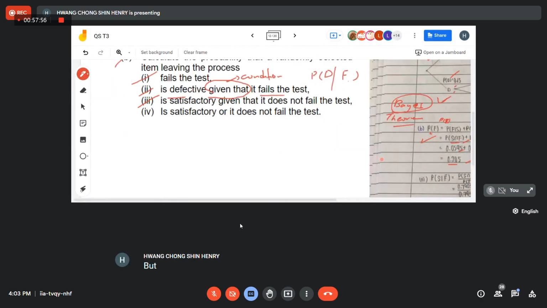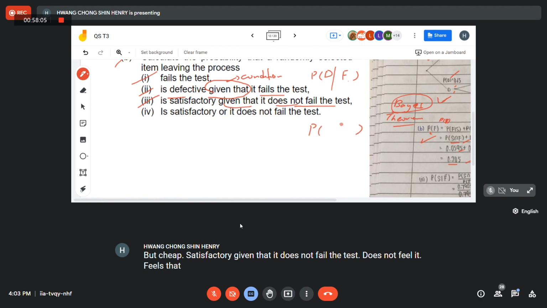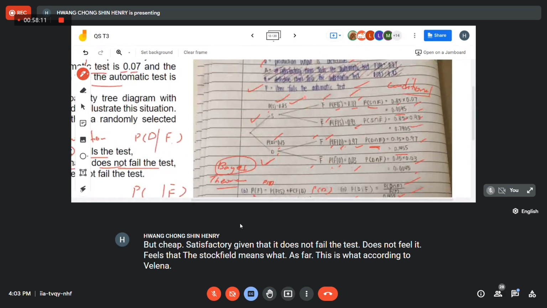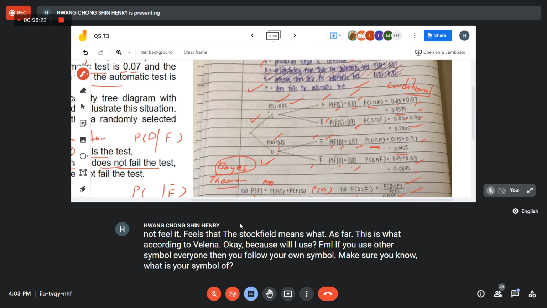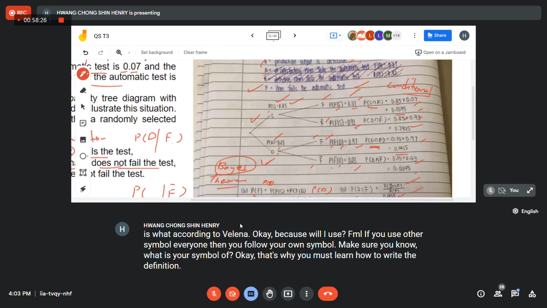Part 3. Satisfactory given that it does not fail the test. Does not fail. If fail is F, does not fail means what? F bar. This is what according to Guillain, because Guillain uses F bar. If you use another symbol, everyone, then you follow your own symbol. Make sure you know what your symbol is. That's why you must learn how to write the definition and the symbol.